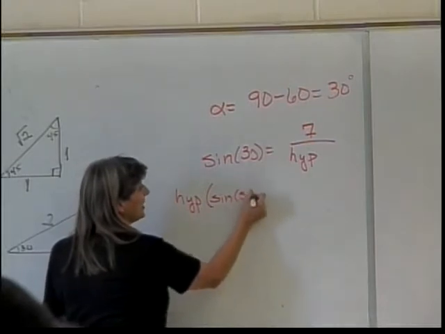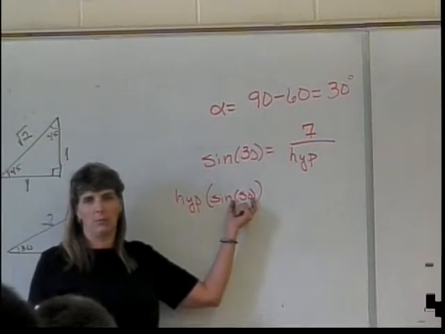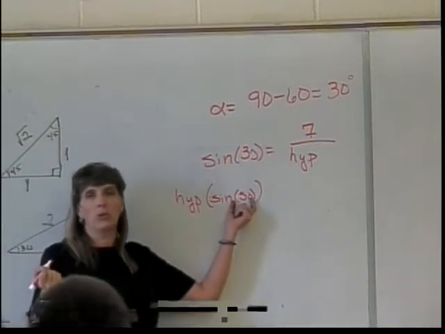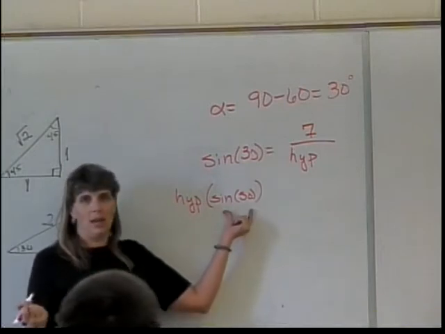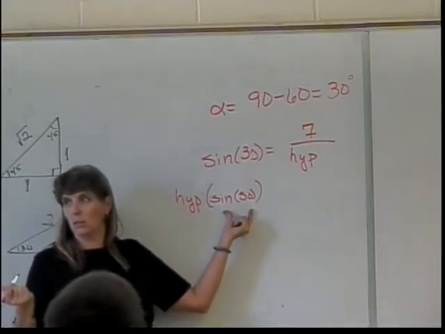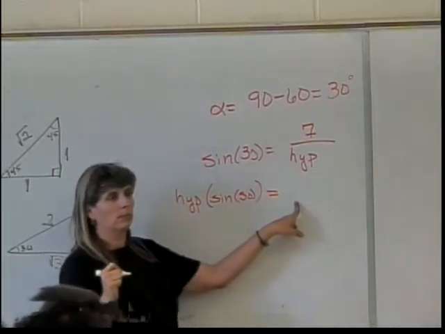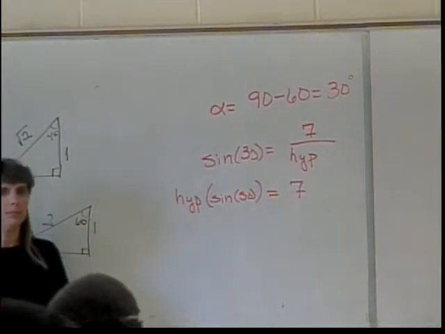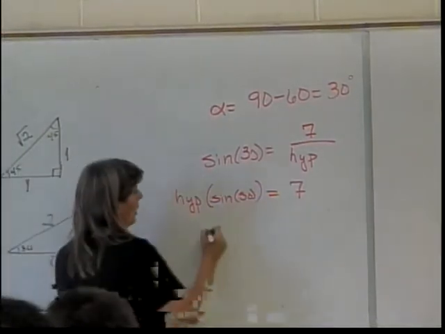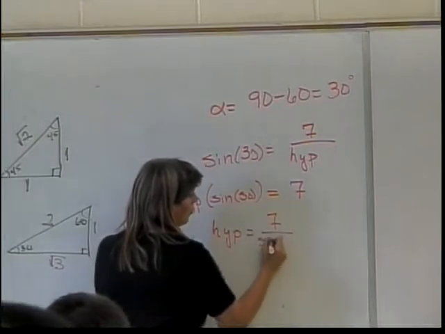By the way, the reason I did not just plop in the number for sine of 30 is because often it's a messy number. This one's nice, but when you're doing these problems, it may not be. So leaving it as the sine of 30 until you get to the end makes life easier. That is equal to what? 7. Now what? Divide by this number, so I get the hypotenuse equals 7 divided by sine of 30.